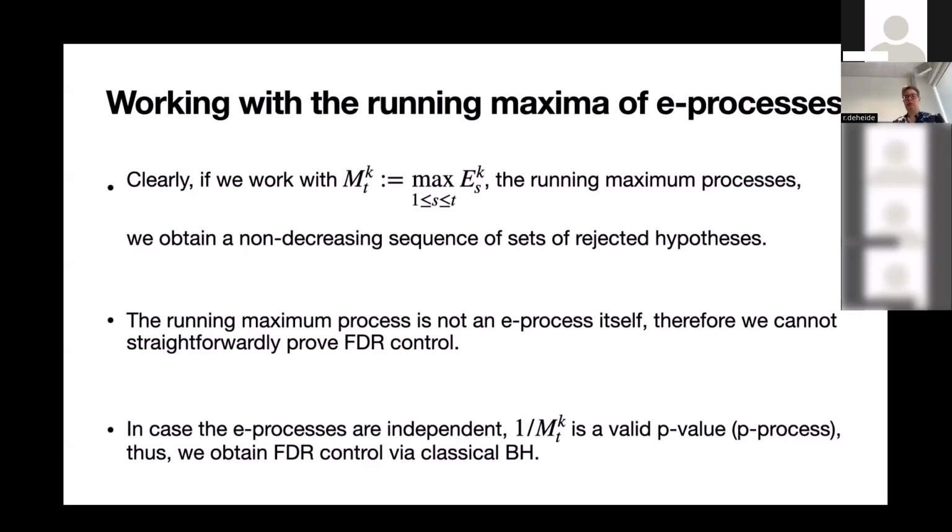But on the upside, if the E processes are independent, we have that 1 divided by the maximum processes are valid P processes, so sort of the E-value equivalent of the P-value. For a P process, you have type 1 error control, again, for every stopping time if you do it sequentially. So we have valid P processes, and then we can obtain FDR control via the classical Benjamini-Hochberg procedure. So there is some escape. If they are independent, it's good. But if they are not independent, then we would like to inherit the arbitrary dependence from EBH.